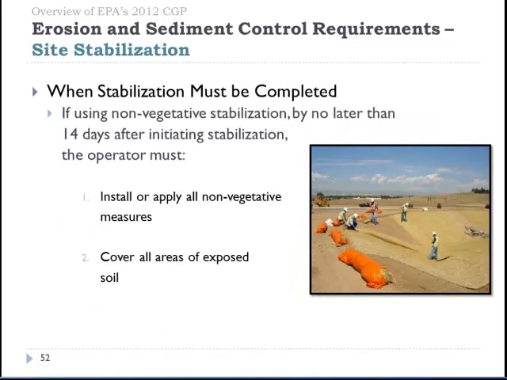If the site chooses to use non-vegetative controls, the deadline is that by no later than the 14th day after initiating stabilization, the areas that had been disturbed have non-vegetative measures already installed or applied, and that all areas of the exposed soil will be covered.